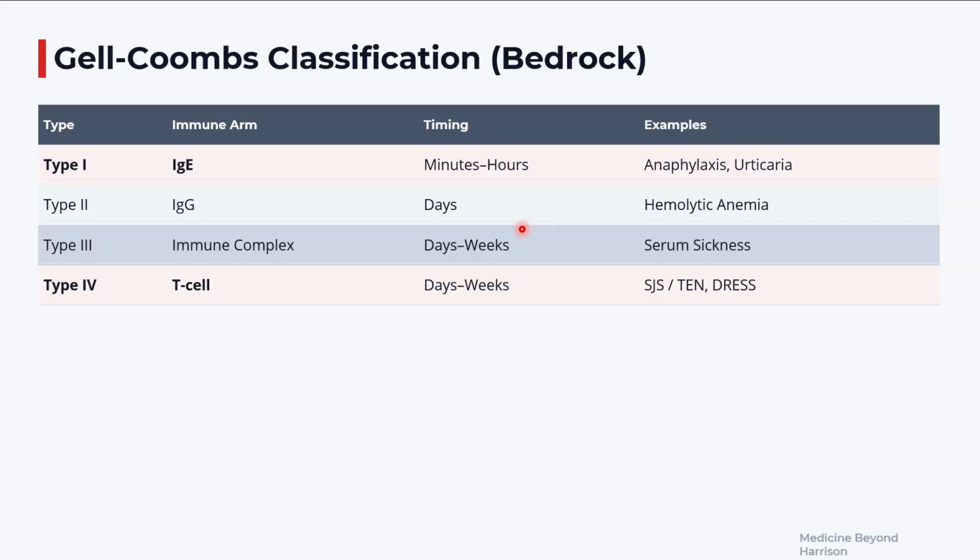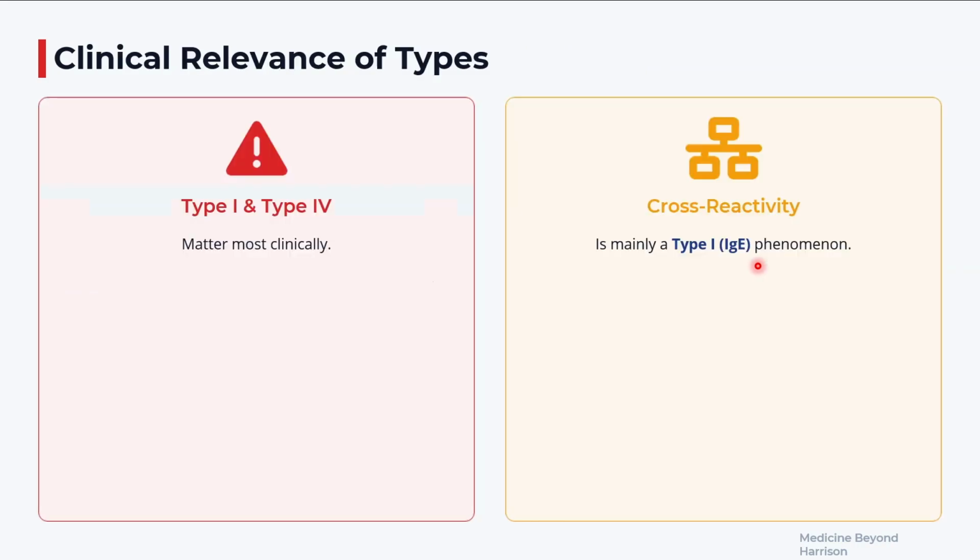The Gell and Coombs classification is the classification of type 1 to 4 allergic or hypersensitivity reactions. We all know that type 1 is mediated by IgE, type 2 by IgG, type 3 by immune complexes, and type 4 by T cell mediated reactions. Type 1 is anaphylaxis and urticaria, which most commonly occur due to drug reaction, or type 4 T cell mediated like Stevens-Johnson syndrome, toxic epidermal necrolysis, and DRESS syndrome. Some vaccines can also cause serum sickness, a type 3 hypersensitivity reaction. Clinically, types 1 and 4 matter more in drug reactions, and cross-reactivity is mainly in type 1 IgE mediated reactions.